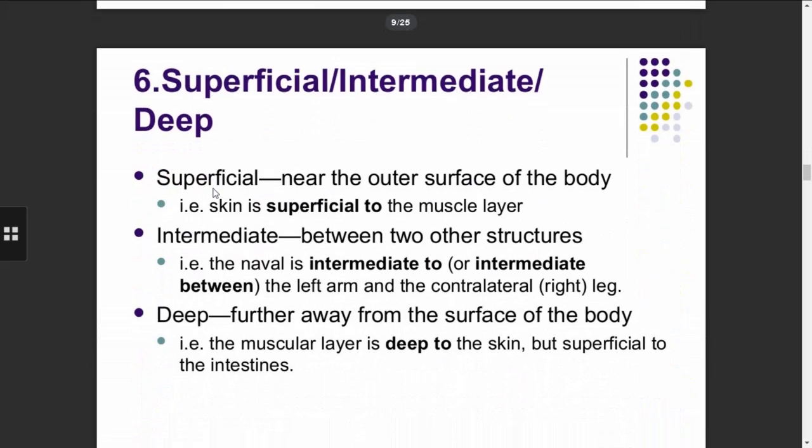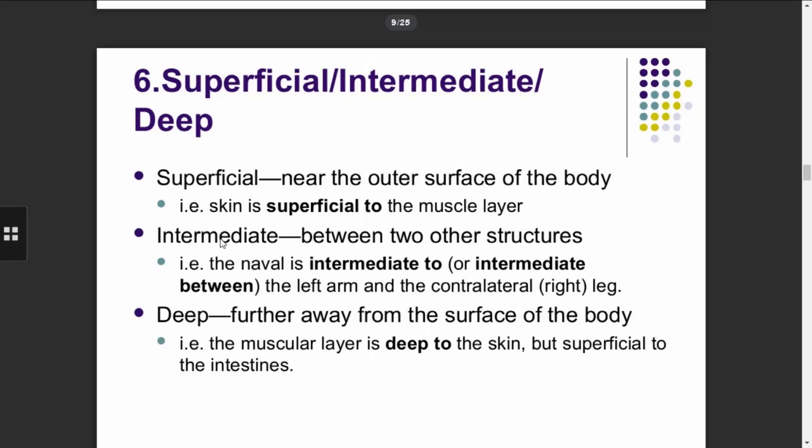Superficial, intermediate and deep terminology. Superficial means it lies on the outer surface or outermost surface layer. Superficial means near the outer surface of the body. For example, skin is superficial to the muscular layer.